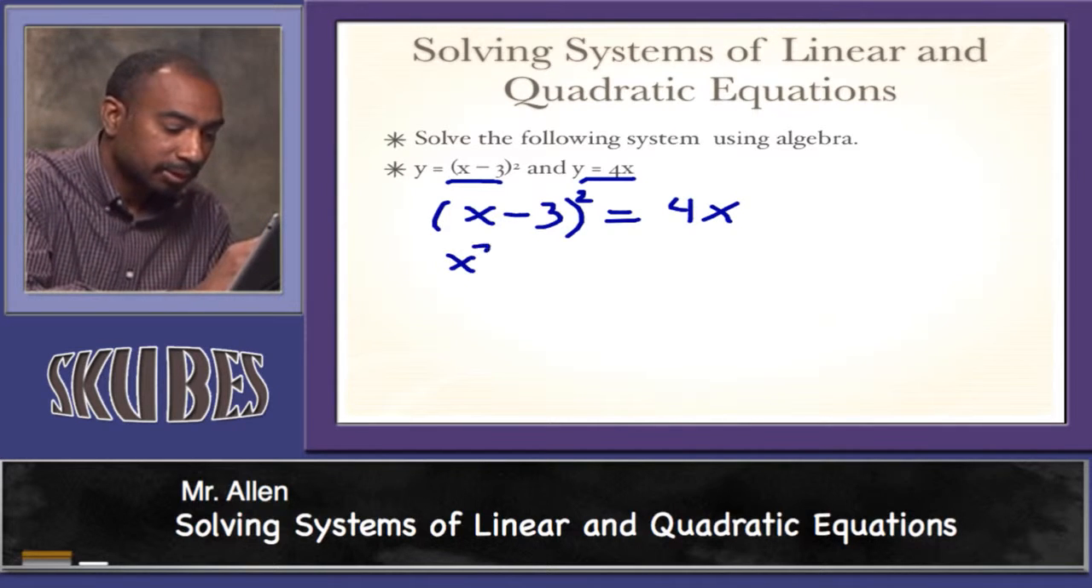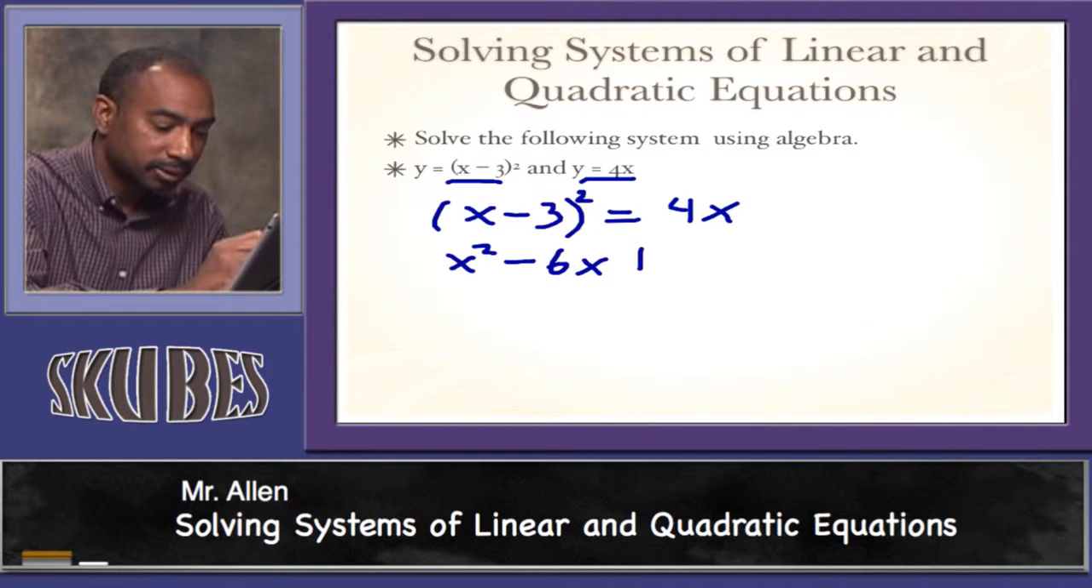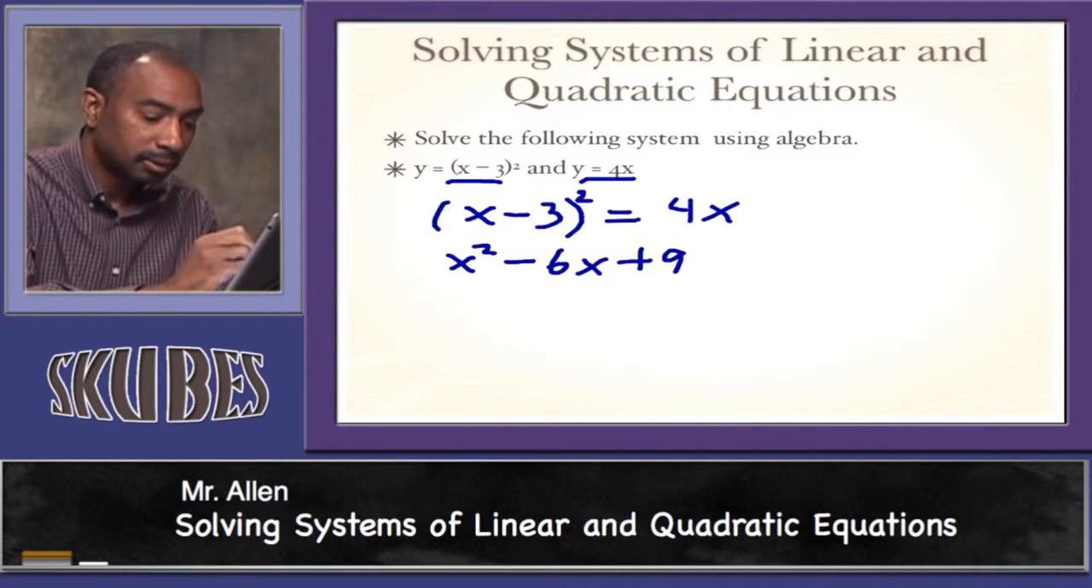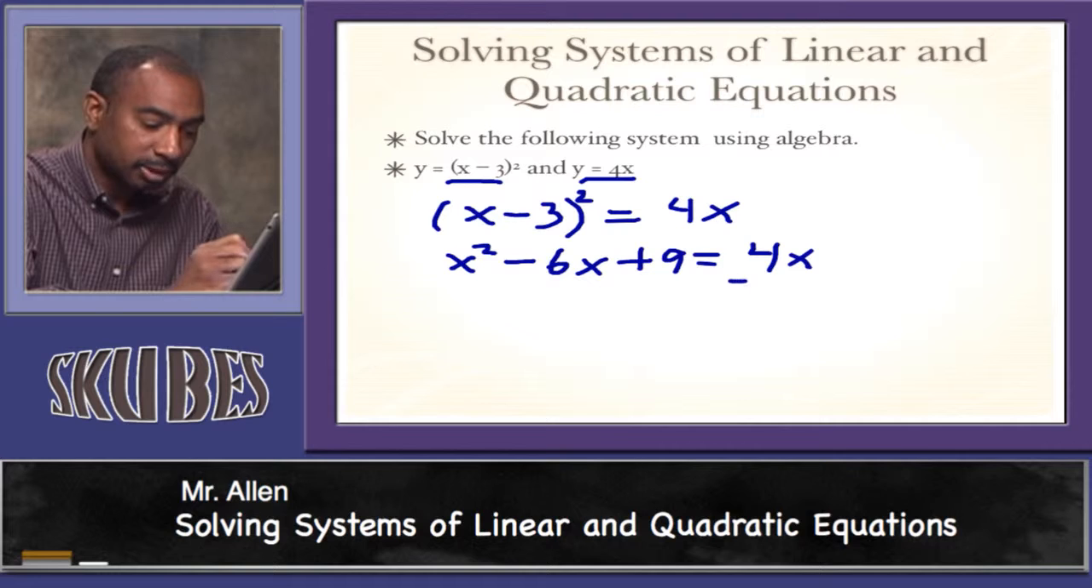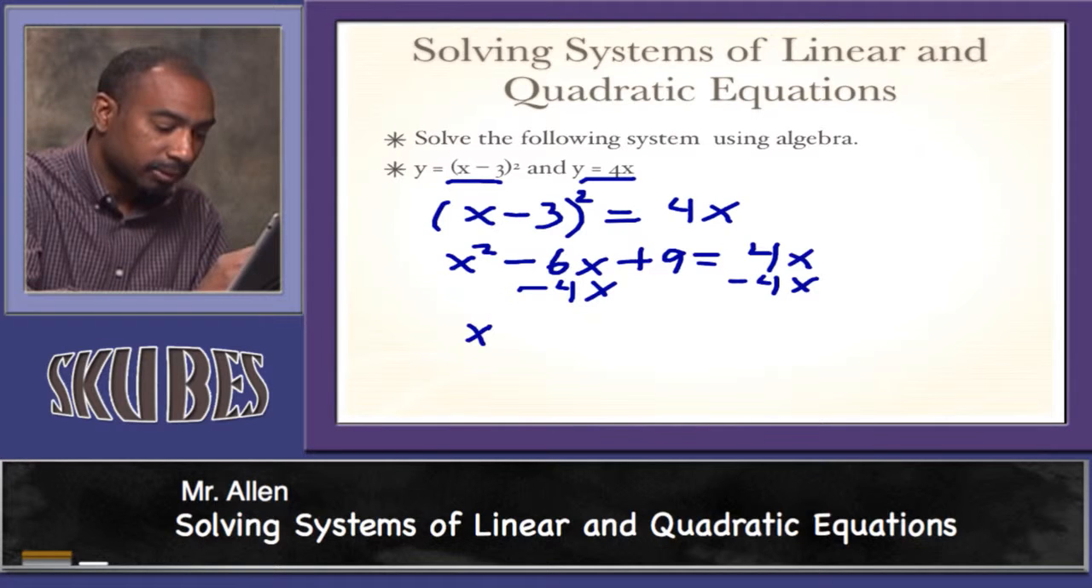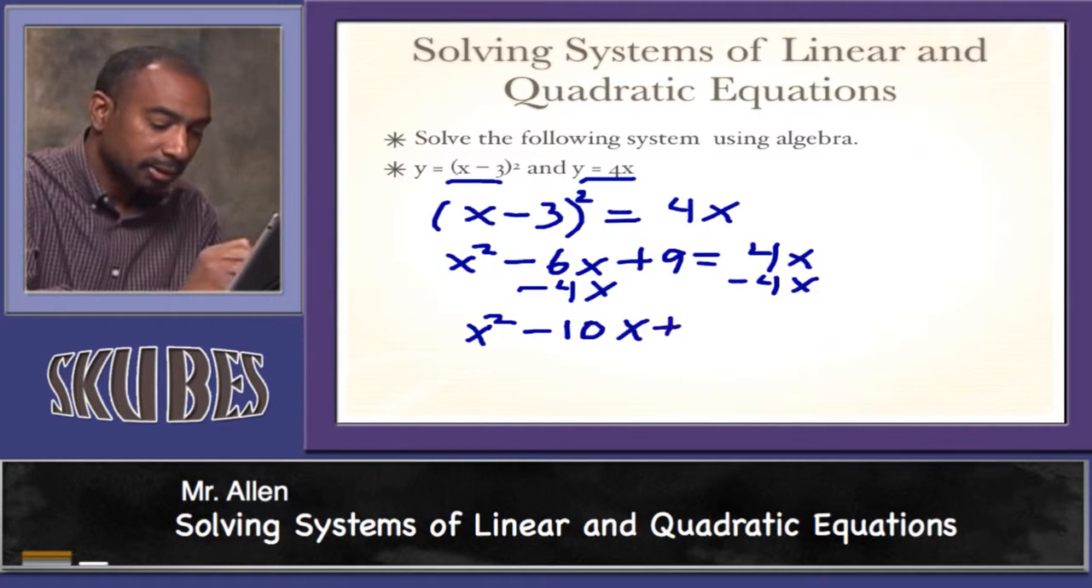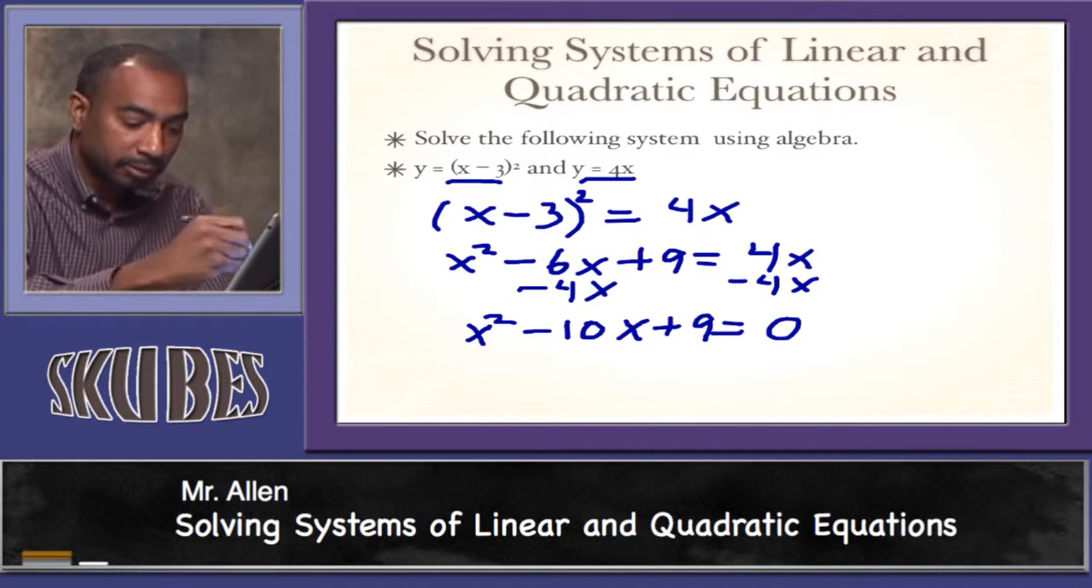This is going to be x squared minus 6x plus 9. And you set that equal to 4x. And if I were to subtract 4x from both sides, I get x squared minus 10x plus 9 equals 0. And you can factor that.